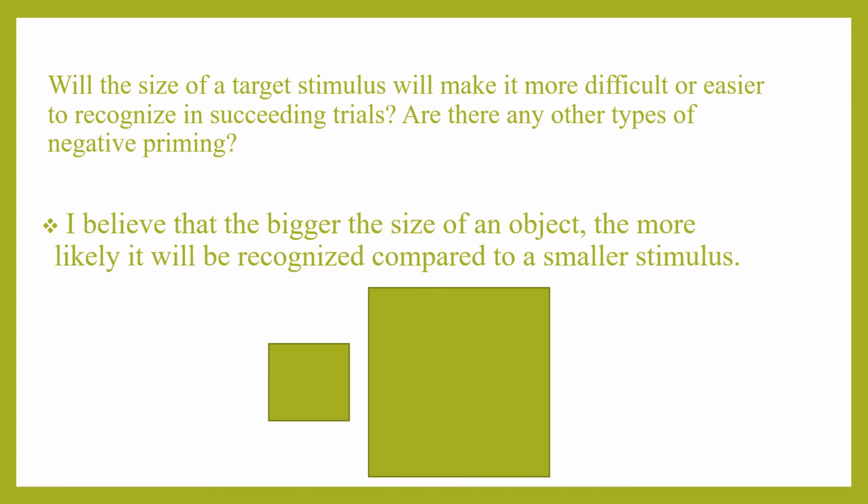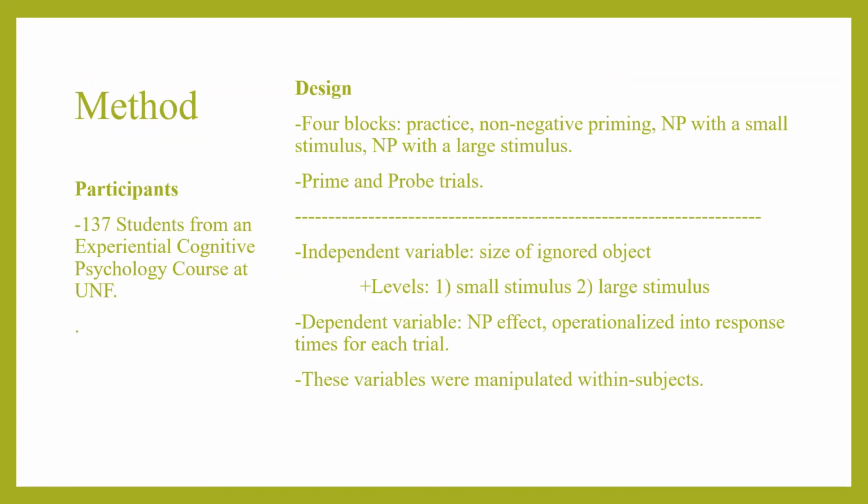There were 137 participants selected for this experiment from an experiential cognitive psychology course at UNF. This experiment utilizes a traditional within-subject block design. The four blocks are the practice block, a non-negative priming block, and a negative priming block with a small stimulus, and a negative priming block with a large stimulus.